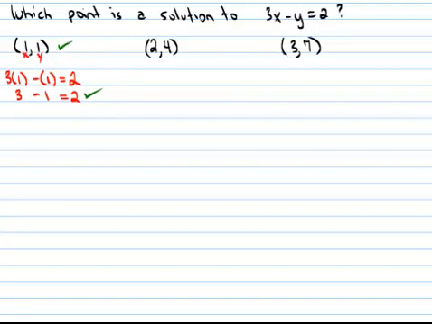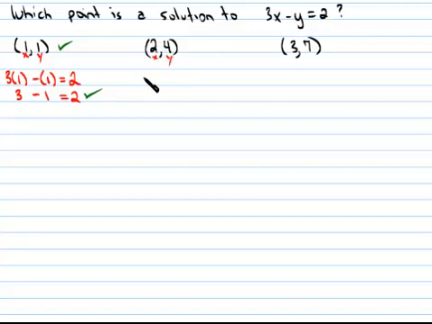Let's check the next one. Is this point a solution to that equation? So if our x value is 2 and our y value is 4, will it still be a solution? And if you want to do this mentally, you can. You can just do 3 times 2 is 6. 6 minus 4 equals 2. I just want you to understand what it means to be a solution. When you're given an x and y value, and if you want to know if it's a solution to the equation, it's much like what you did before. You simply substitute the values and see if it makes the equation true.